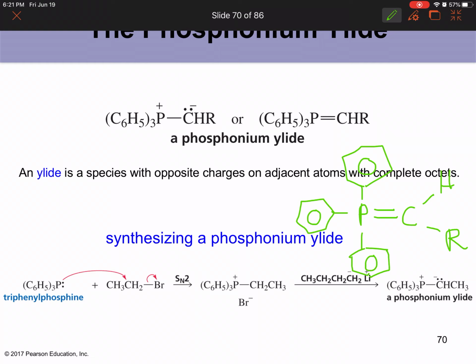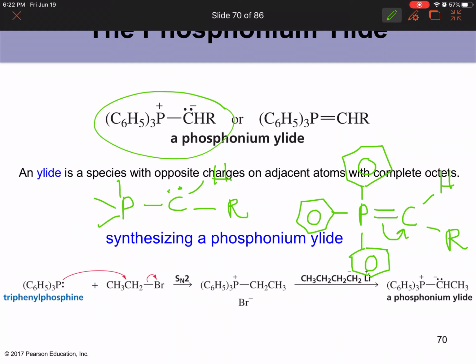Okay, so this is the phosphonium ylide, and similarly the double bond can be opened up to give a resonance structure like this. If the pi bond gives its electrons to the carbon, it would look like that. Phosphorus is going to be positively charged and carbon is going to be negatively charged. So this is your phosphorus, carbon has hydrogen, your alkyl group. Now you gave 2 electrons to carbon, and the phosphorus will have its 3 phenyl groups.